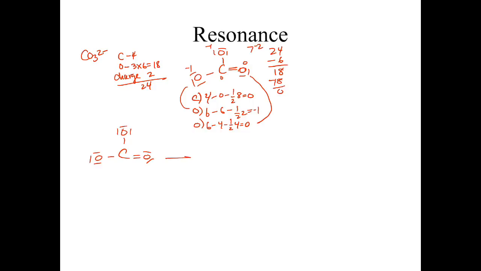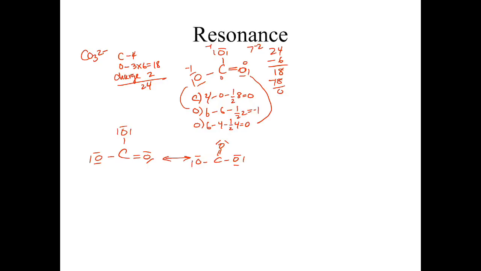Okay. So what's to say, just because we arbitrarily chose to put the double bond on this oxygen, what's to say we couldn't do the same thing, but instead of putting the double bond on the oxygen to the right, what if I chose to put the double bond on the oxygen on the bottom? Does this actually make a difference?